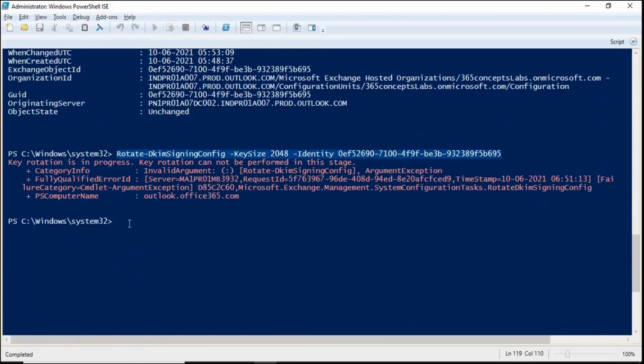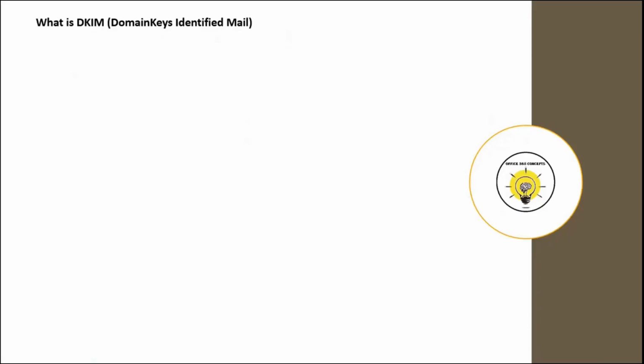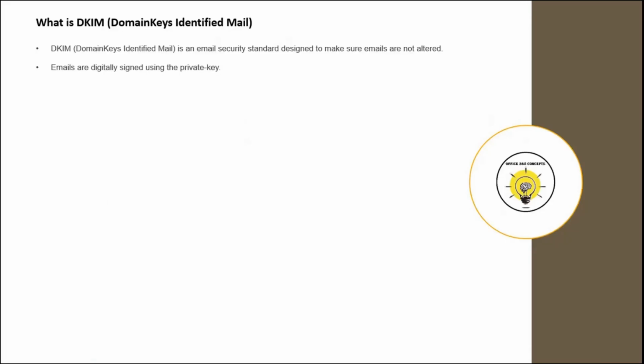Now let's recap what we have covered in this particular session. Domain Keys Identified Mail is an email security standard which is designed to make sure that emails are not altered during the transmission from source to destination. As soon as you send an email, DKIM uses public key cryptography to sign that email with a private key. DKIM signatures are preserved within the email even if emails are forwarded to other organizations.